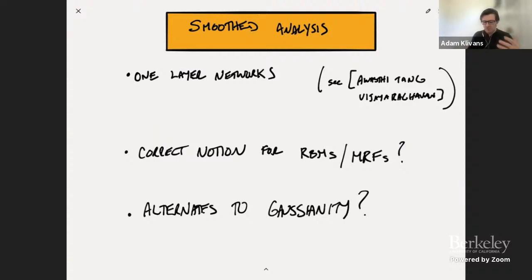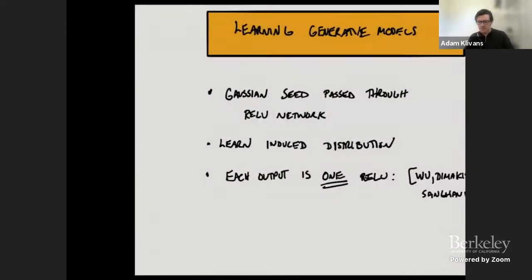In terms of a smoothed analysis for learning an RBM or an MRF, there are lots of potential ways to define it. Since I don't have any positive results, it's not clear to me what the right notion of smoothed complexity is for an RBM, but it would be interesting to develop algorithms in that setting. Then also, what other alternatives are there to Gaussianity for the neural networks? Can we learn with respect to distributions that are derived from, say, an Ising model? I think that would be very interesting.